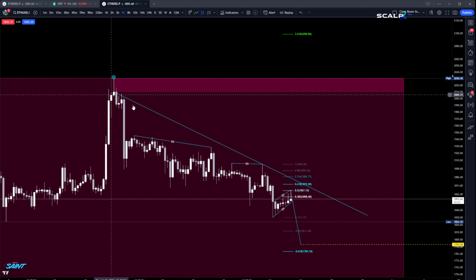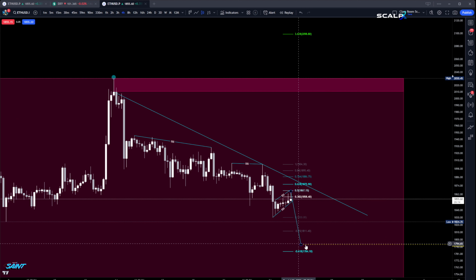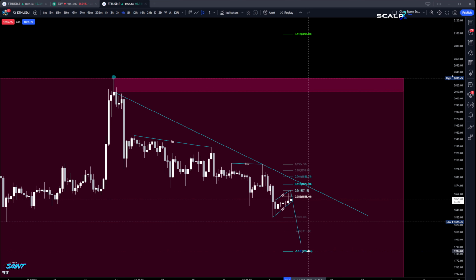So the trajectory is already going down. If it gives me a bear flag, then there's room to go down even further. So this is going to be my measured move. Is it going to come to that spot and stop? Probably not. Where's going to be the next best area? 618.